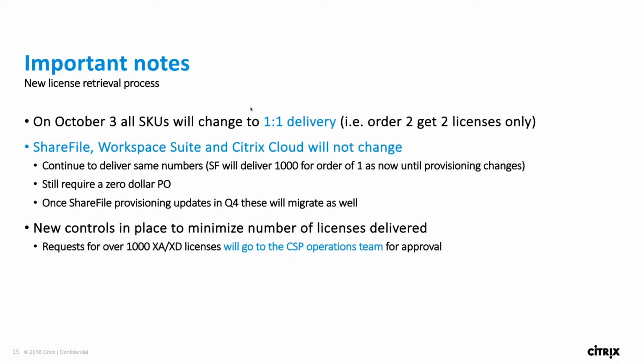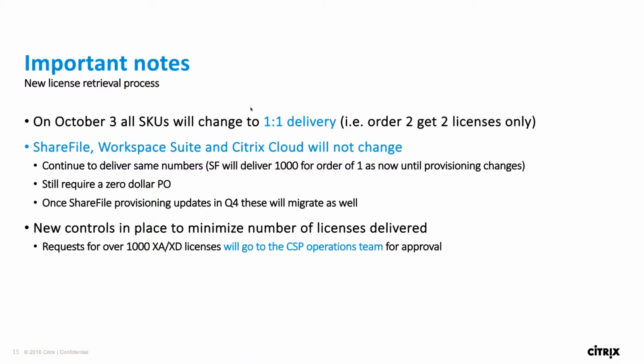Some important notes on this retrieval process is that all the delivery will be one-on-one. So if you order two licenses for order 2, you will only get those specific licenses for that specific order. So there's a one-on-one connection between that.